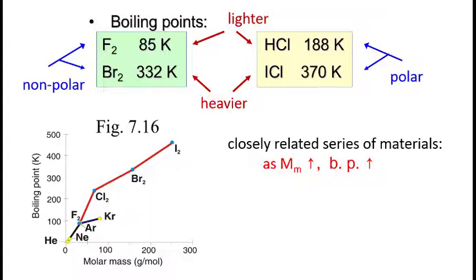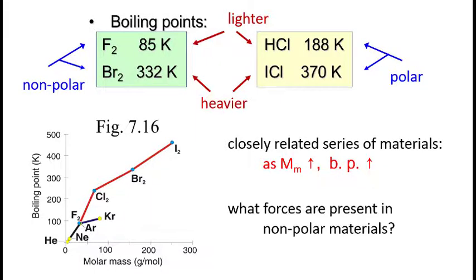But wait a minute. The materials in the figure are all nonpolar, so why would the molecules want to attract each other, and why would the mass make a difference? What forces are present here in the nonpolar materials? To understand this, let's consider two nonpolar molecules next to each other.